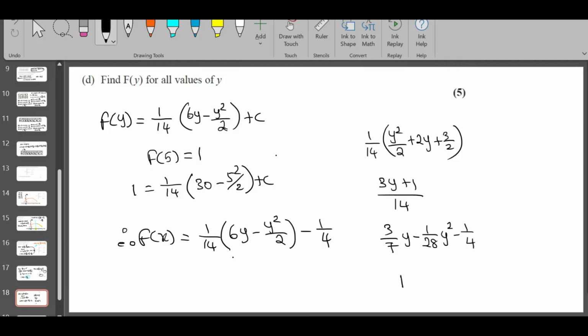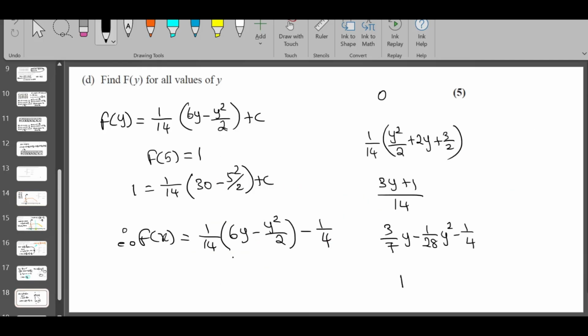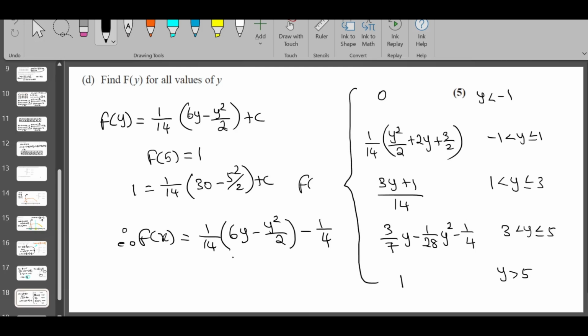You put 1 here, 0 here, and then write the limit same as f of x. Minus 1 to 1, 1 to 3, 3 to 5. You put it as y greater than 5, y is less than negative 1. Put a curly bracket. That's capital F of x. That's all. It's a 5-mark question.